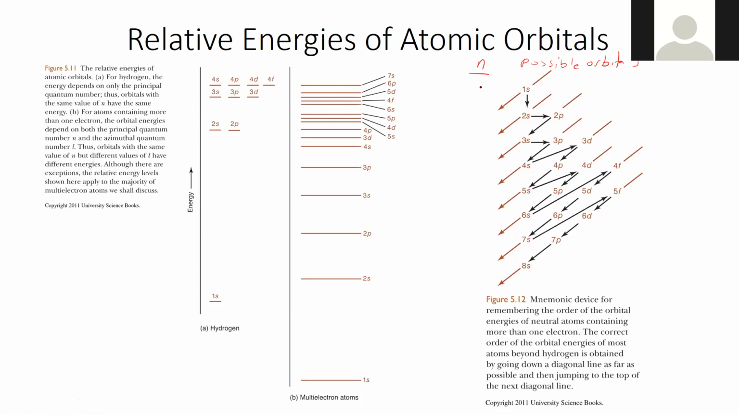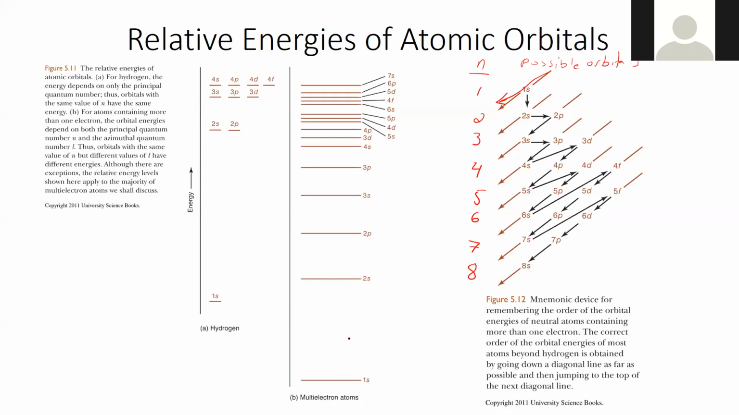Okay, and so here n is equal to 1, n is equal to 2, n is equal to 3, 4, 5, 6, 7, and 8, okay? And so all you'd have to do is draw this diagonal line through here, okay? And as you draw that diagonal line, you'll notice these all have arrows to them.